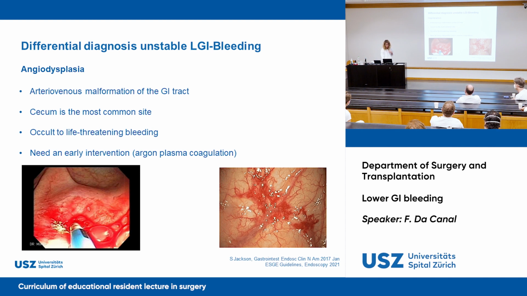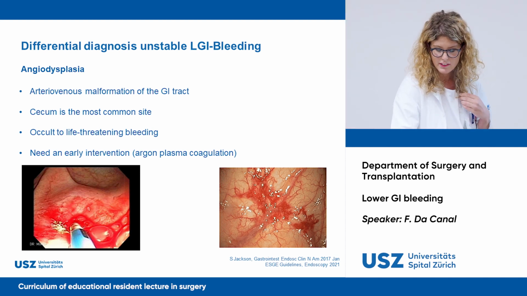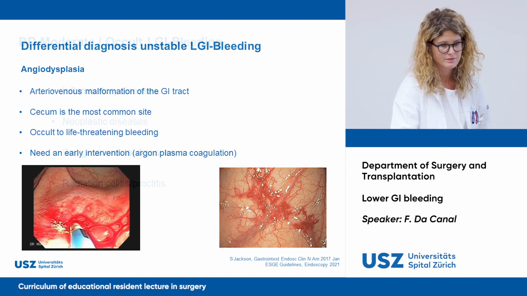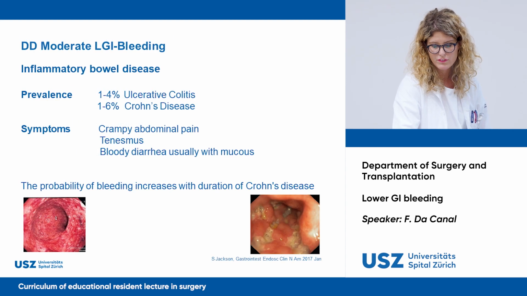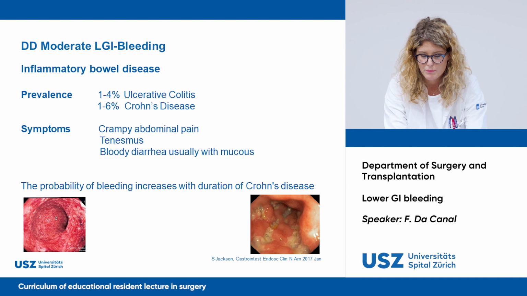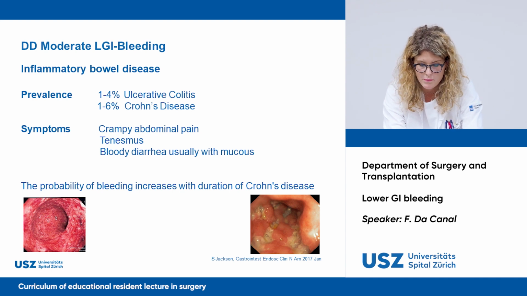The treatment of choice in this case is considered the endoscopy with argon plasma coagulation. And they are the most common differential diagnosis of moderate to occult bleeding. So first of all, moderate bleeding is a common symptom in patients with inflammatory bowel disease. It may present as bloody diarrhea, usually mixed with mucus.